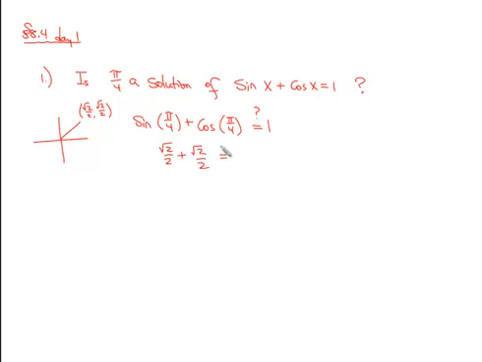This is 2 square root of 2 over 2's. Those cancel out, and we get square root of 2 equals 1, which is clearly not true. Therefore, use my little 3 dots for therefore, no, pi over 4 is not a solution. Very, very basic.